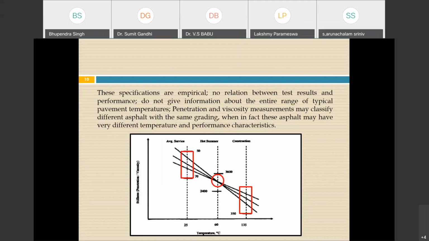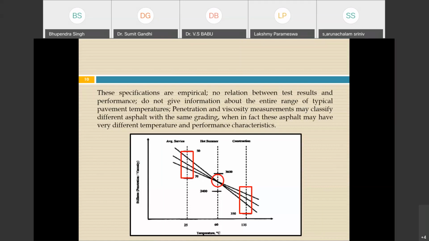So penetration and viscosity measurement may classify different asphalts with the same grading, when in fact these asphalts may have very different temperature and performance characteristics. So that is a problem which is associated with our viscosity grading and penetration grading also, because there also we are checking just the penetration at 25 degrees Celsius. So how do we solve this problem?